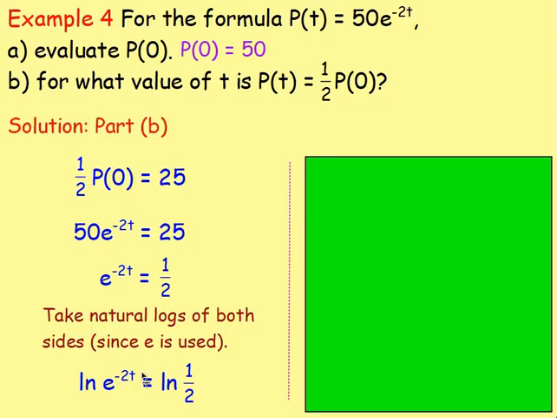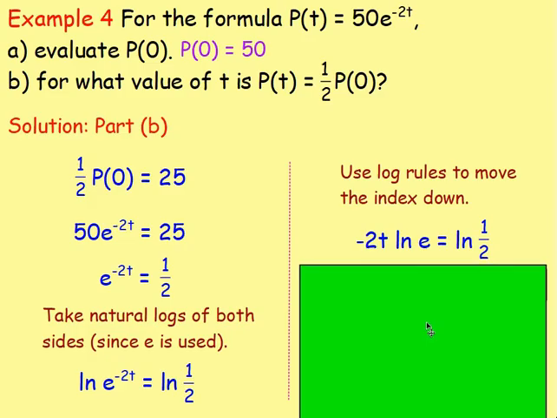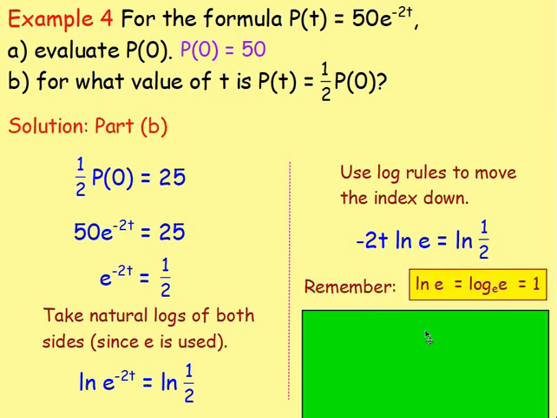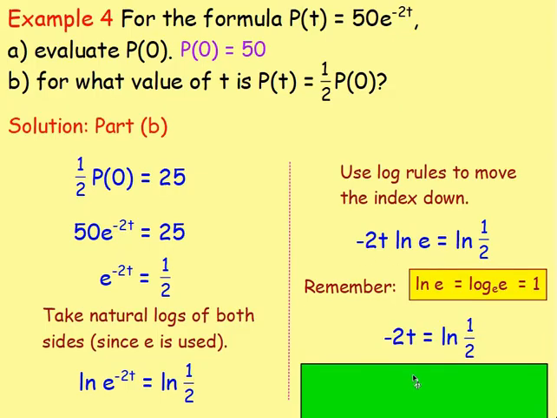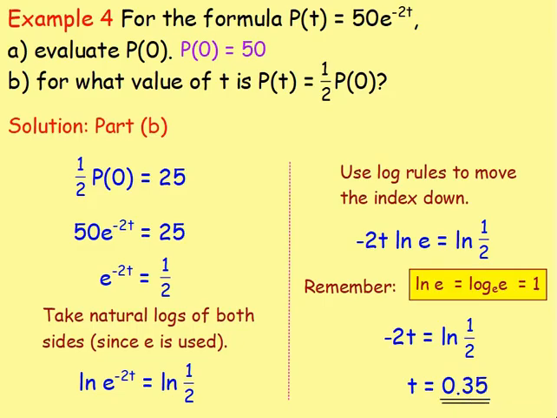From there, Sahana, what would you do? Good, use your log rules. Bring this negative 2t down to the front. So it's negative 2t ln e still equals ln of a half. Why were we using natural logs rather than log? Good, because that gives you ln e, and ln e, if you remember, means log base e of e, and that's equal to 1, so that will cancel out, leaving you with negative 2t equals ln of a half. From there, we want to get t on its own, so work that out in the calculator, divide by negative 2, and t will equal, to 2 decimal places, 0.35.